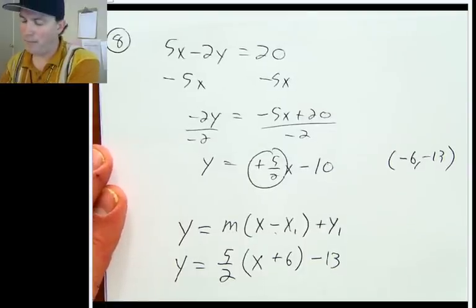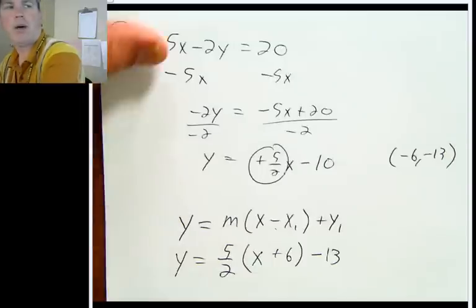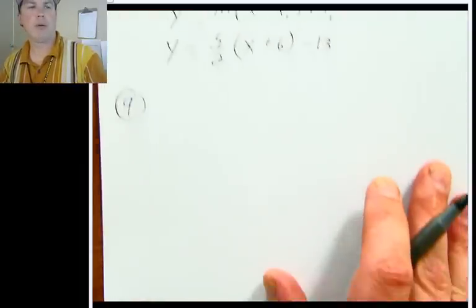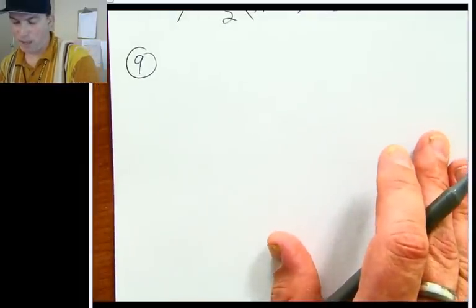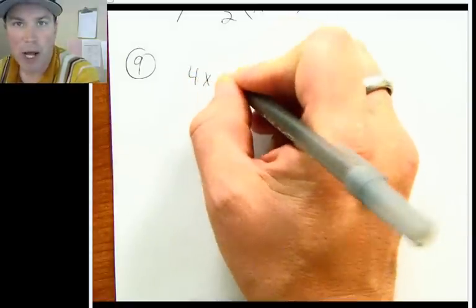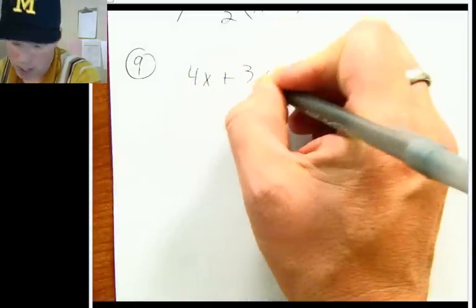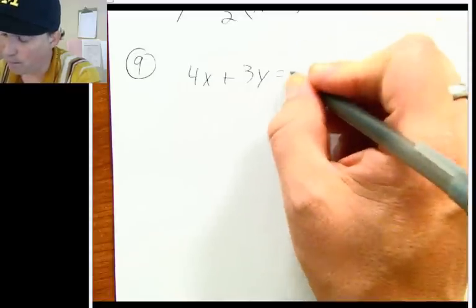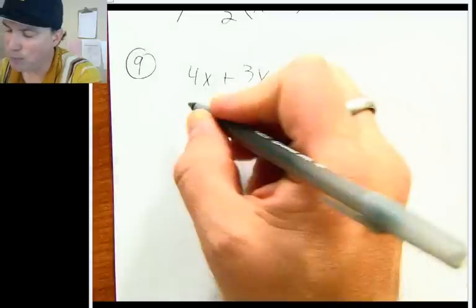Moving on to number 9, same thing. Pause the video, try out number 9 on your own, and then watch Elliot solve it. In this case, I need perpendicular to 4x plus 3y equals 24. Same thing as the previous problem.